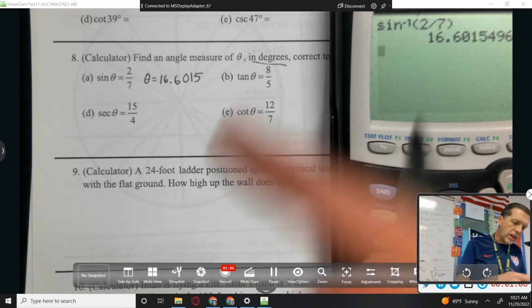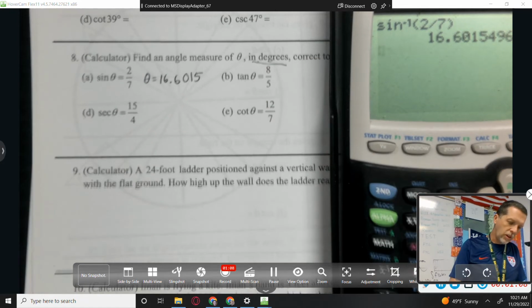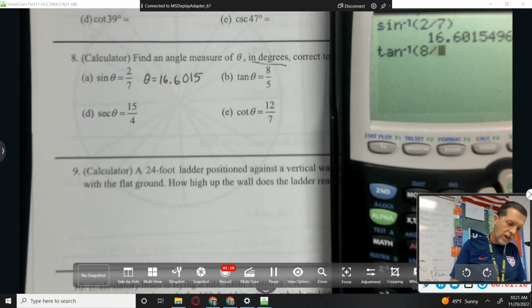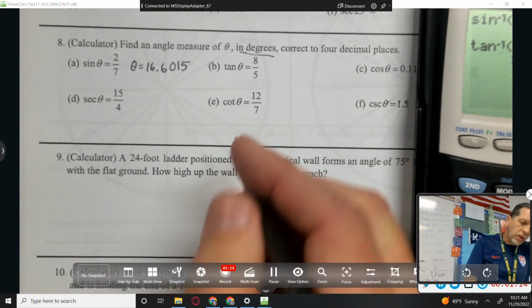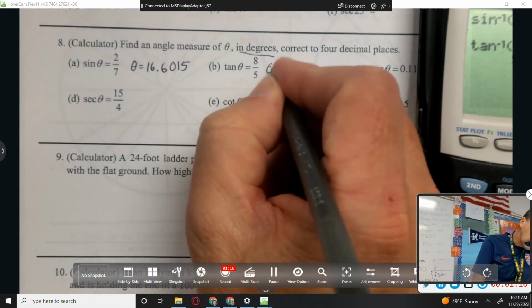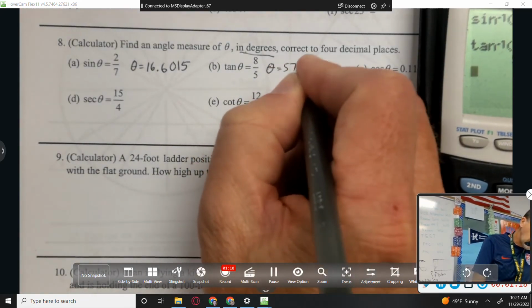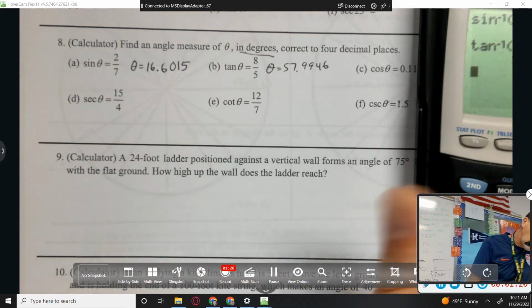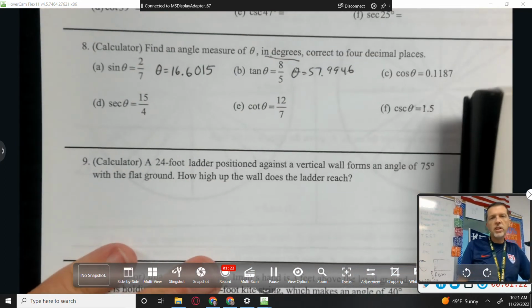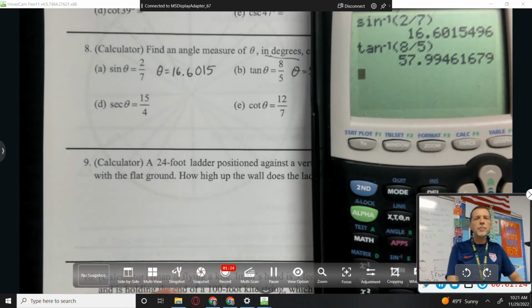All right, part B, tangent equals 8/5, so inverse tangent, second tangent of 8/5 is 57.9946. C is pretty easy, but let's look at D.